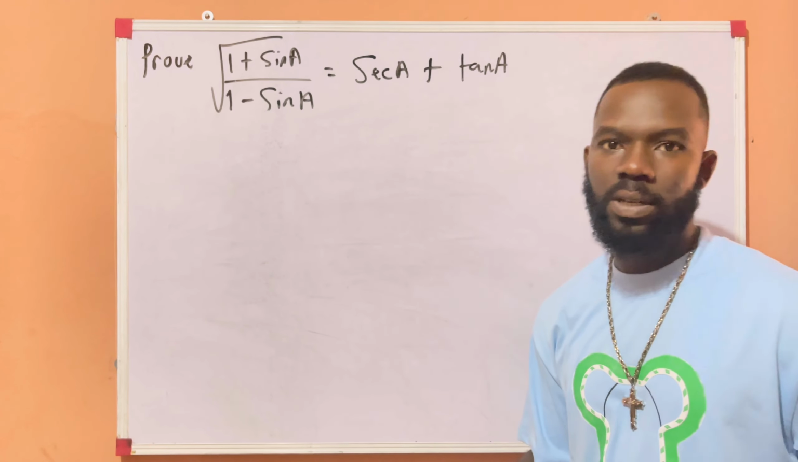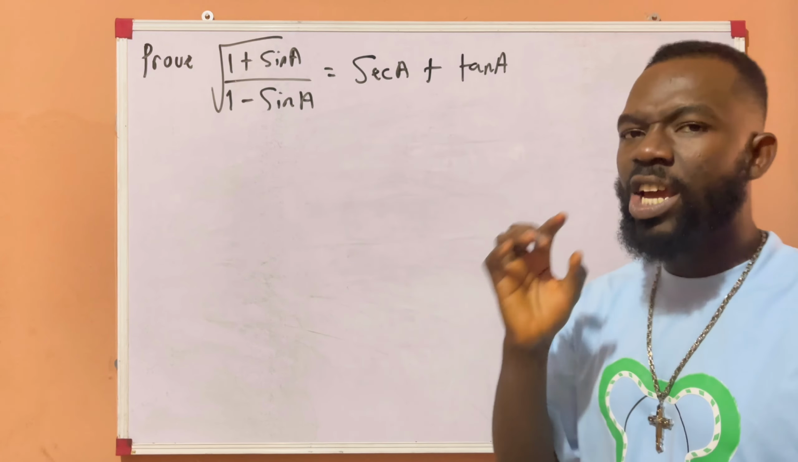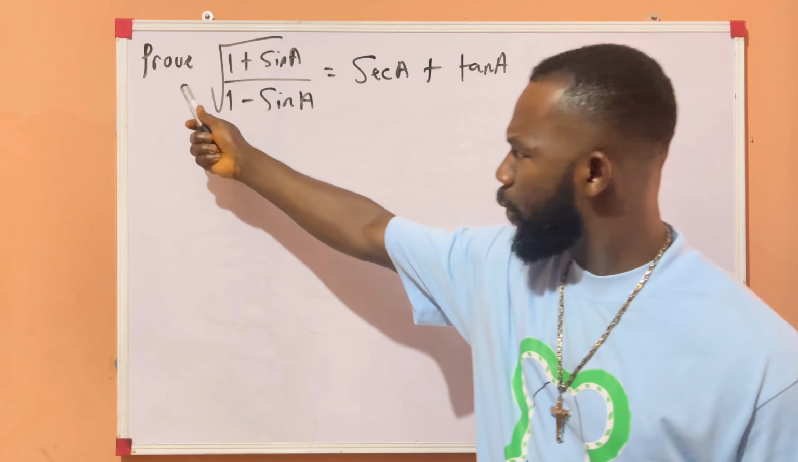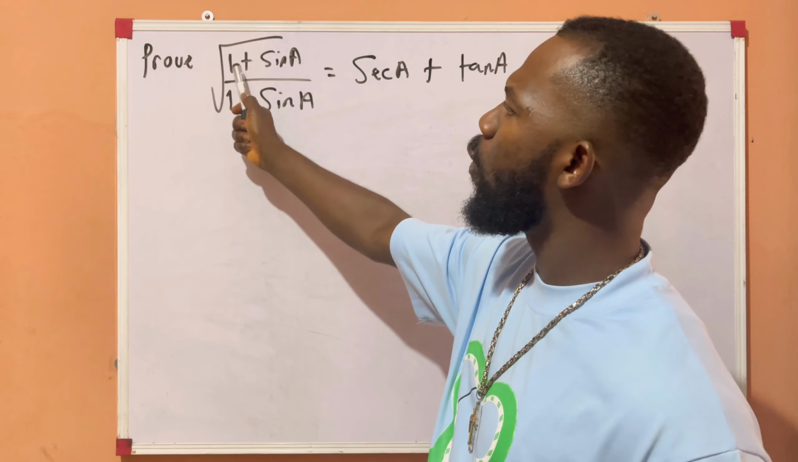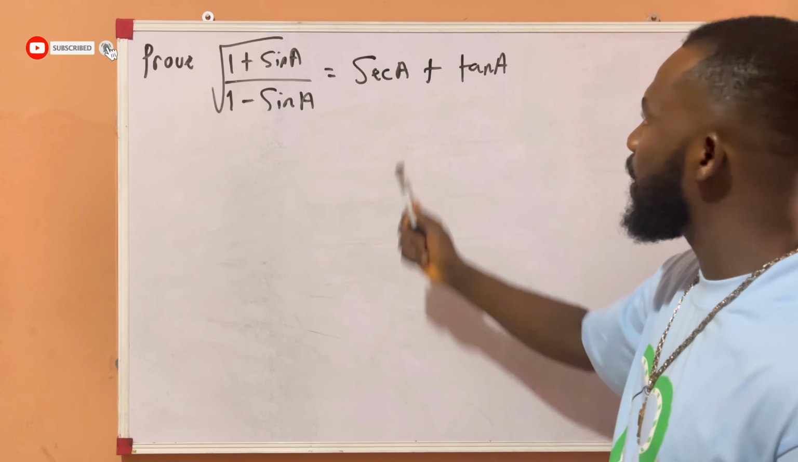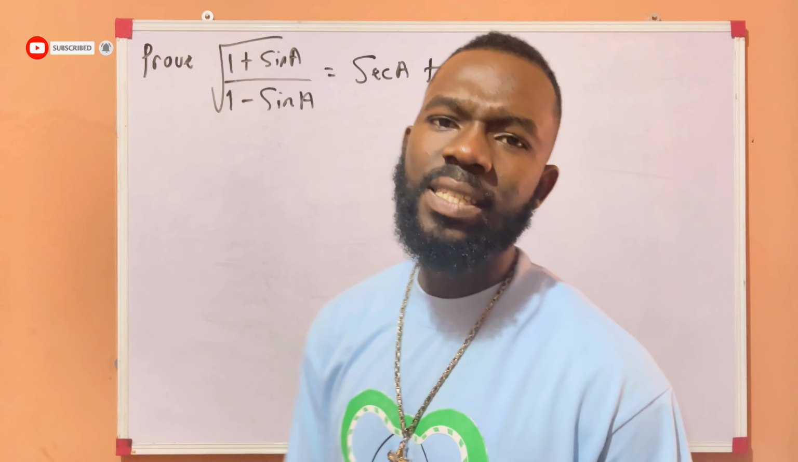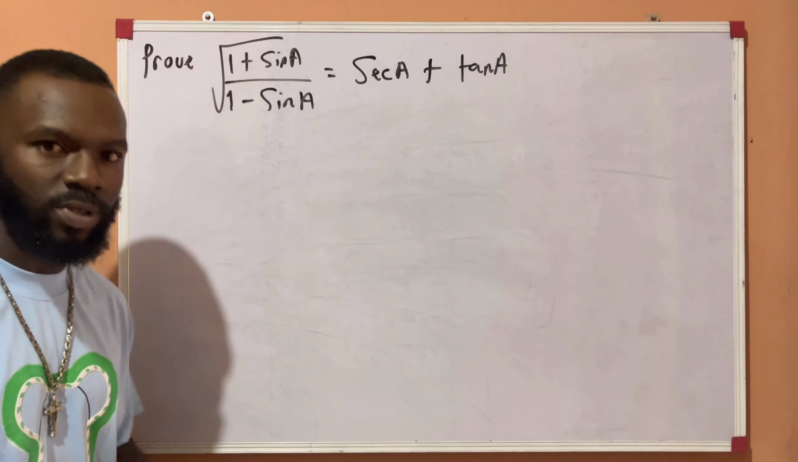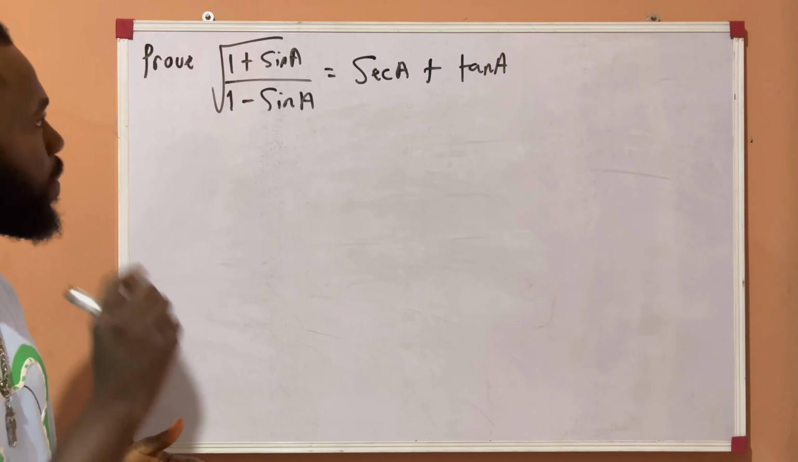You see on the board, and the question is actually a trigonometry question. It says, prove that the square root of (1 plus sine A over 1 minus sine A) is equal to sec A plus tan A. Now, this sometimes might be a technical question to some students, but how do you really solve this problem?